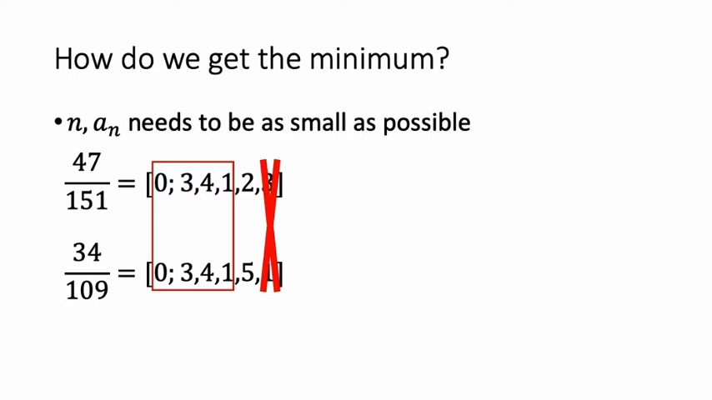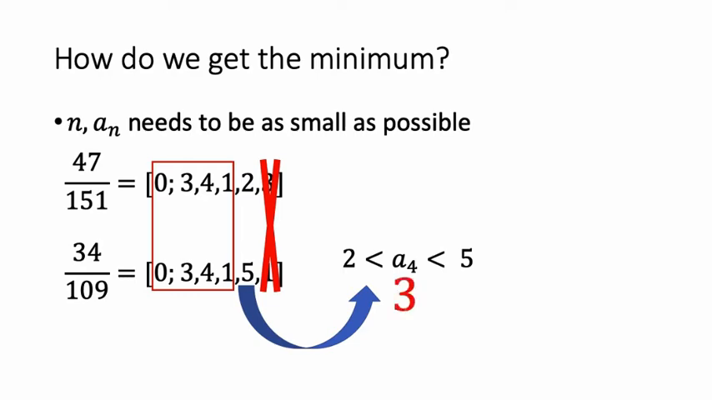And now this means that we need to find a number between 2 and 5. Notice that we said that an needs to be as small as possible. This means that we'll choose the smallest possibility for a4, which in this case is 3. If we put 3 into 0, 3, 4, 1, 3, we'll find that this is really our correct answer for this problem.